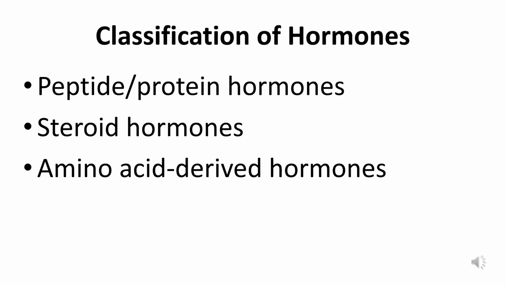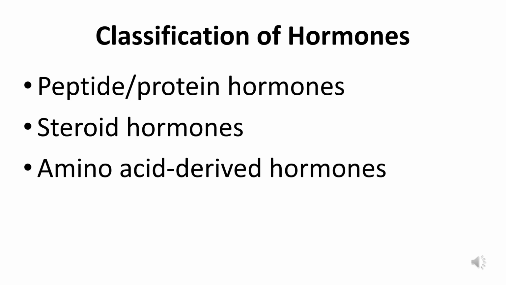Hormones can be grouped into different categories based on their chemical structure. Each type works in a slightly different way inside the body. But all hormones share one important job. They help cells communicate and coordinate body functions.